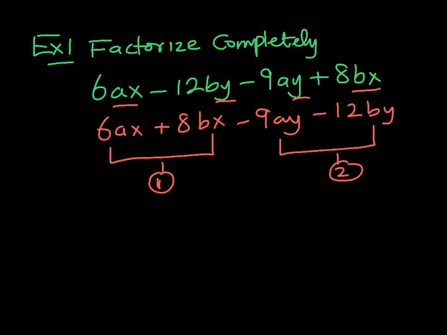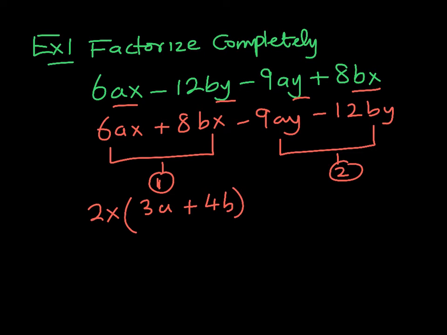So what are the common factors between 6ax and 8bx? Well, for one, 2 is common to 6 and 8, and then we also see that x is common, so we're going to use 2x as a common factor. That's going to be 2x outside the bracket. 6ax divided by 2x, what we have left is 3a, plus 8bx divided by 2x will leave us with 4b.